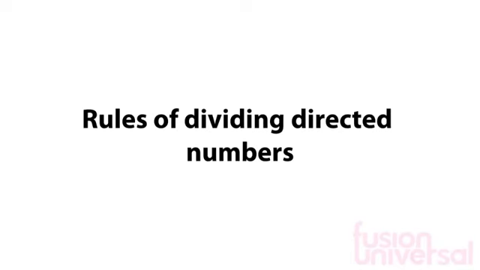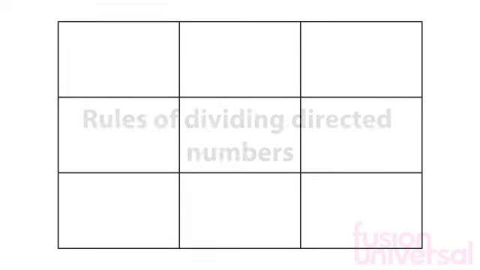We are going to look at another way of establishing the rules of dividing positive and negative numbers. We are going to build up a pattern that shows numbers divided by each other. First, let's look at an example of a positive number divided by a positive number.